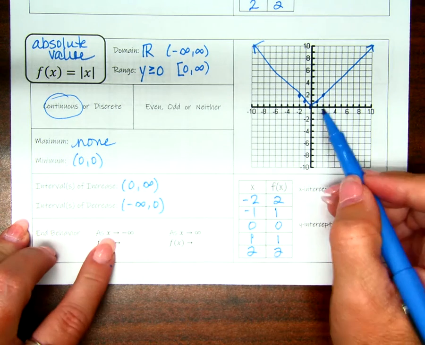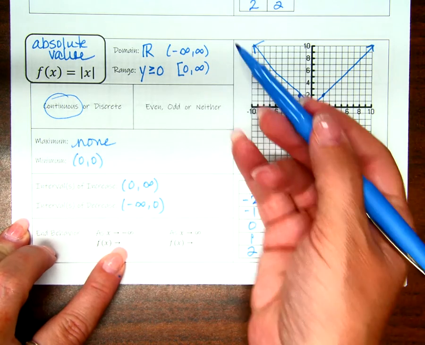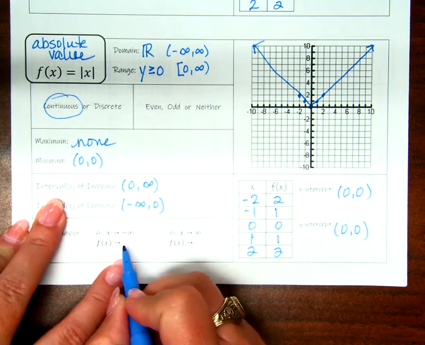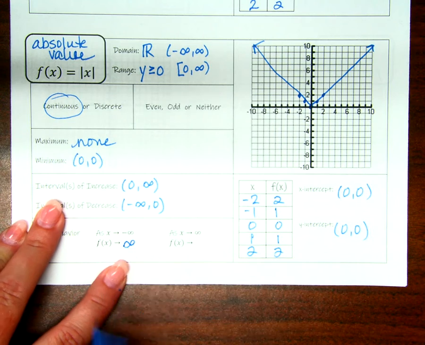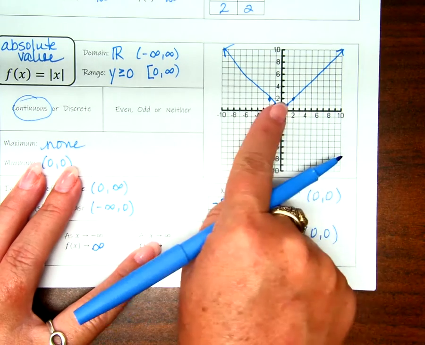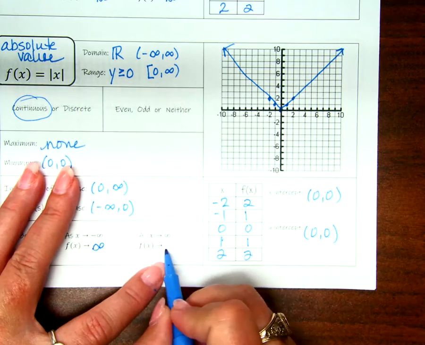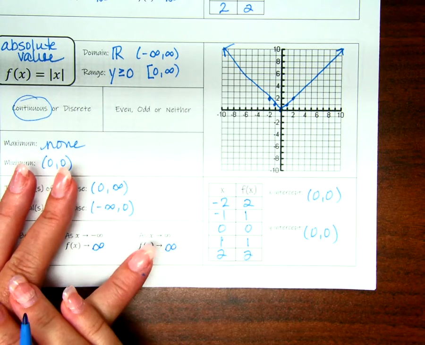And what about the last part? As x is going to the negative infinity, what's happening to the y values? It's rising, so it's going to positive infinity, right? And as x is increasing, what's happening to the y values? Also going to positive infinity.